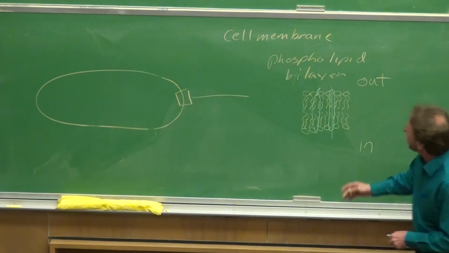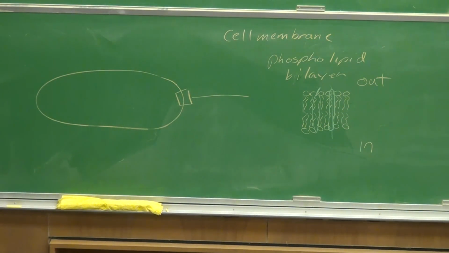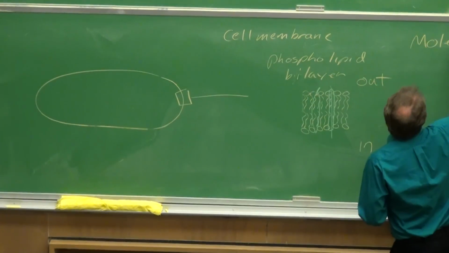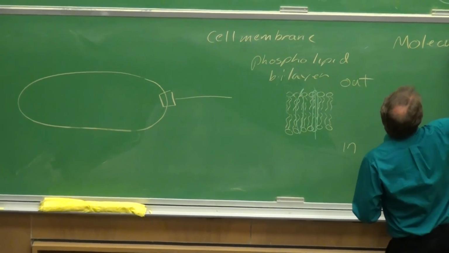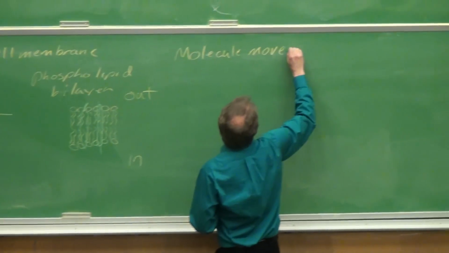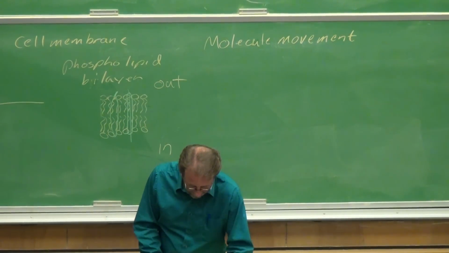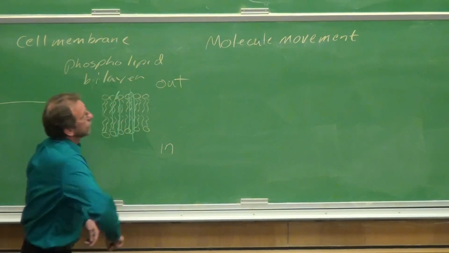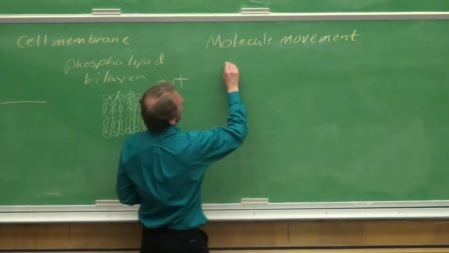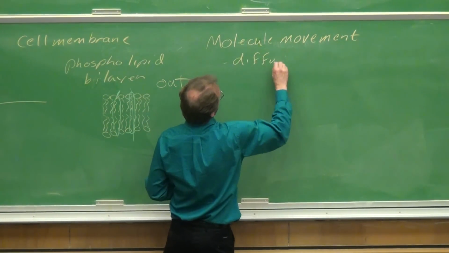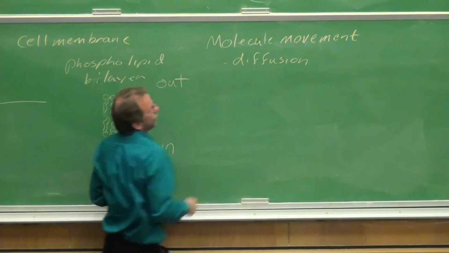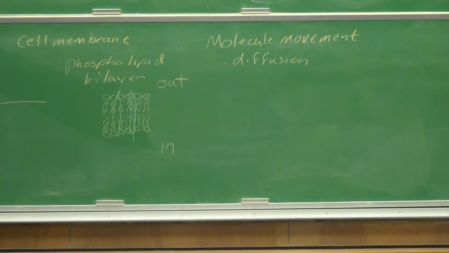Now, I mentioned to you that the cell membrane is involved in molecule movement, regulating the types of movement across the membrane. Well, we can have simple diffusion that occurs. For instance, gases can diffuse across. Not too many things do.